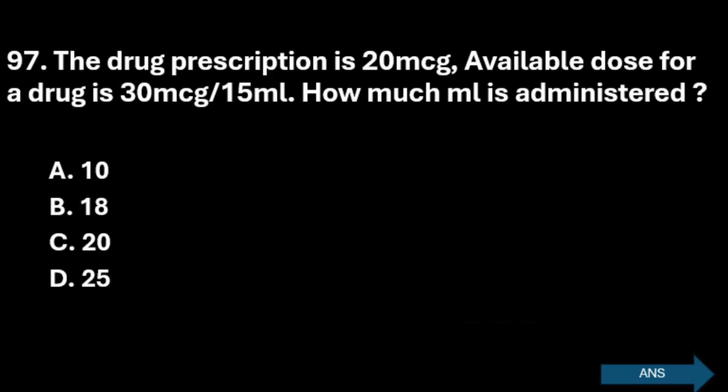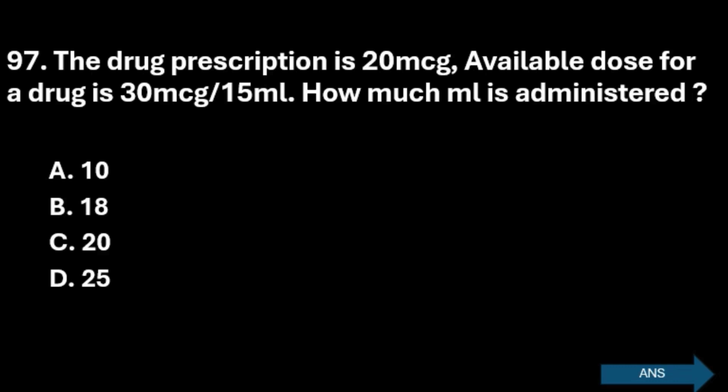Next question. The drug prescription is 20 microgram. Available dose for a drug is 30 microgram per 15 ml. How many ml is administered? Option A, 10 ml. Option B, 18 ml. Option C, 20 ml. Option D, 25 ml.